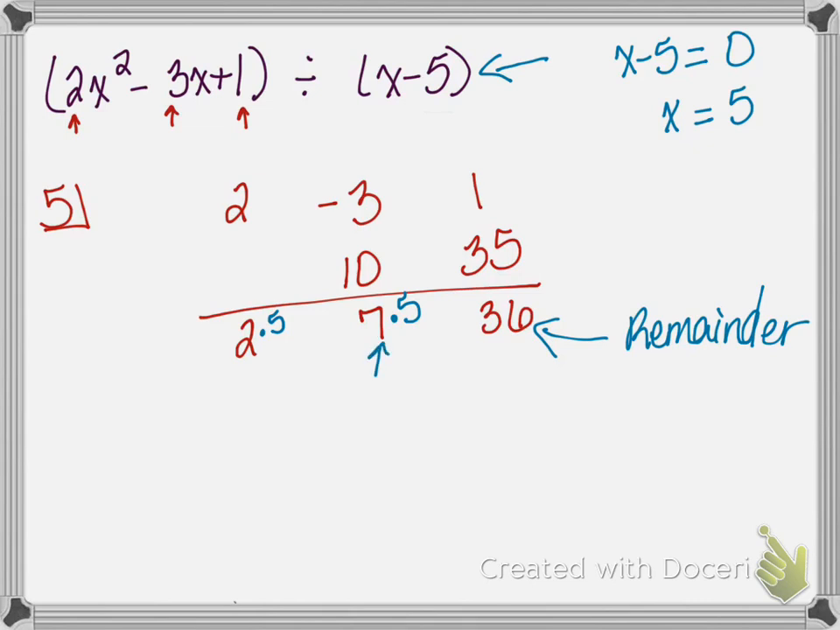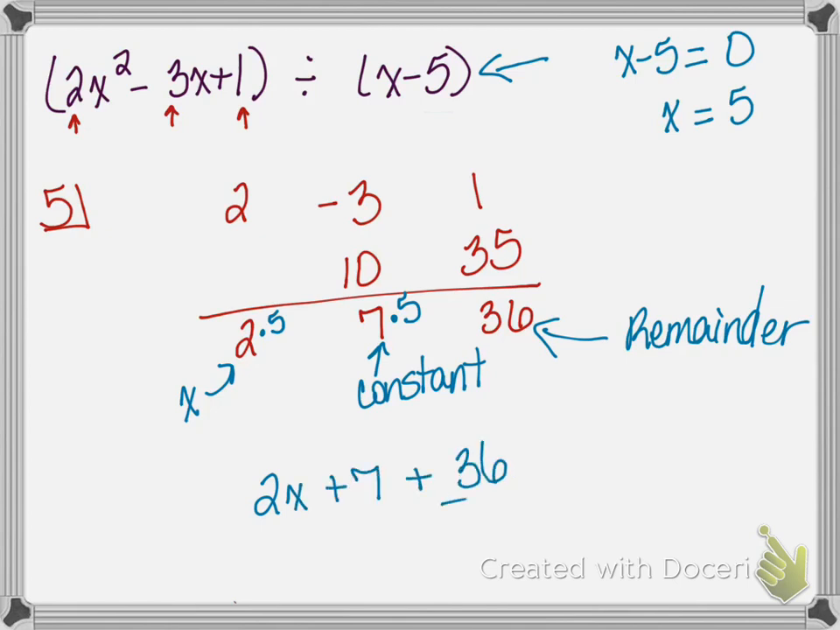This is my constant. This is my x coefficient. So my answer is 2x plus 7. I have a remainder of 36. What do I write that remainder over? x minus 5. You write the remainder over what you're dividing by, which is x minus 5.